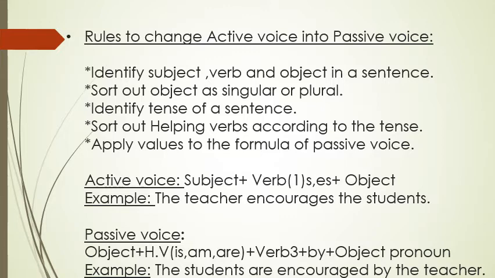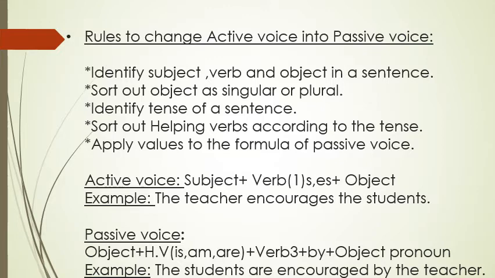It means if it is a present tense, then is, am, are will be used. In case of past tense, was, were will be used. In case of future tense, will be used. Then apply values to the formula of the passive voice, which has been given over here as an example of the present indefinite tense. For the active voice, the formula becomes subject plus verb plus object. And the example is: the teacher encourages the students. Here, the teacher is the subject, encourages is the verb, the students is the object.